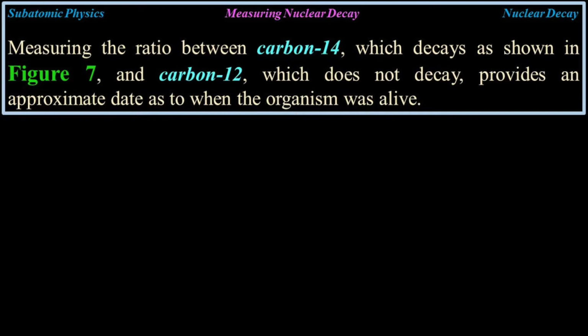Measuring the ratio between carbon-14, which decays as shown in figure 7, and carbon-12, which does not decay, provides an approximate date as to when the organism was alive.